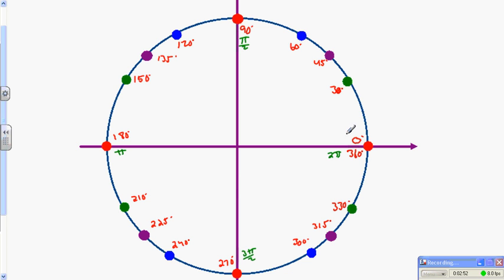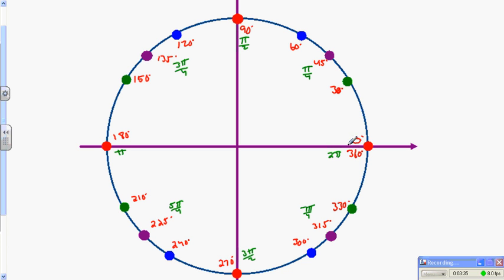If I break it up into fractions, if this is half a pi, and this is 1/4 of a pi, so pi over 4. If I follow that around, pi over 4, this would be 2 pi over 4, which reduces to pi over 2. This would be 3 pi over 4. And then 4 pi over 4 reduces to pi. 5 pi over 4. 6 pi over 4 reduces to 3 pi over 2. 7 pi over 4. And 8 pi over 4, which reduces to 2 pi.